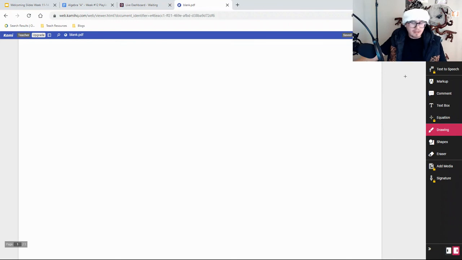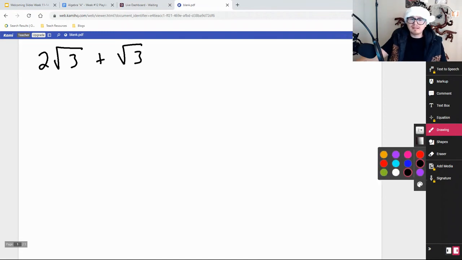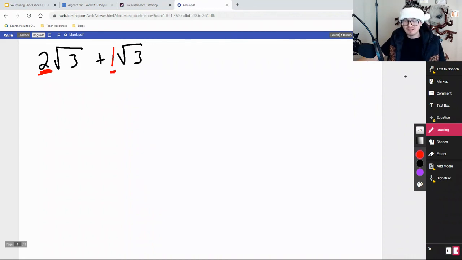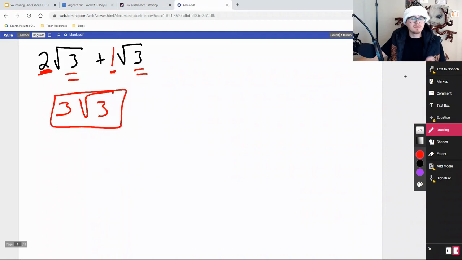So you could end up with something like this. You could have 2 times the square root of 3 plus the square root of 3. And what you do is you combine like terms. So you look for integers. So there's a 2. There's also a 1 right here. And you combine those, and you just put together the square roots, but you don't add them. So what you're going to do is get 2 plus 1, which is 3, times the square root of 3. Done.